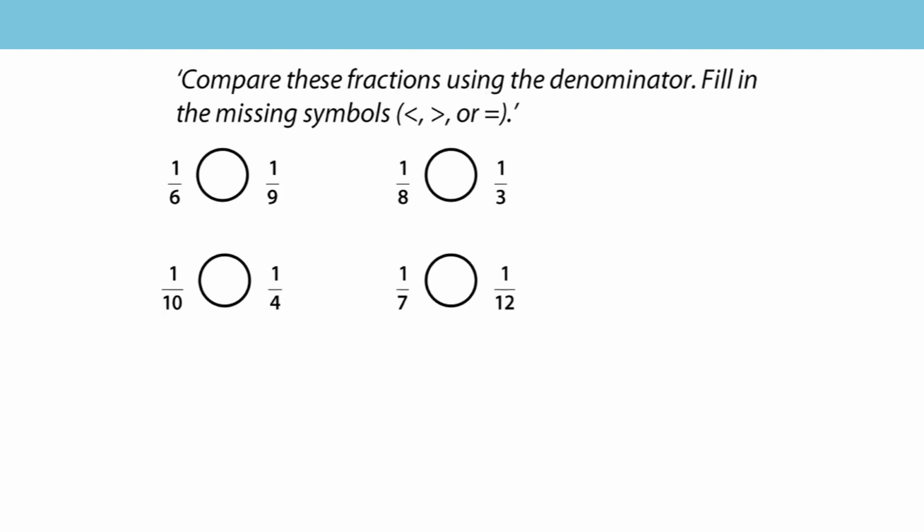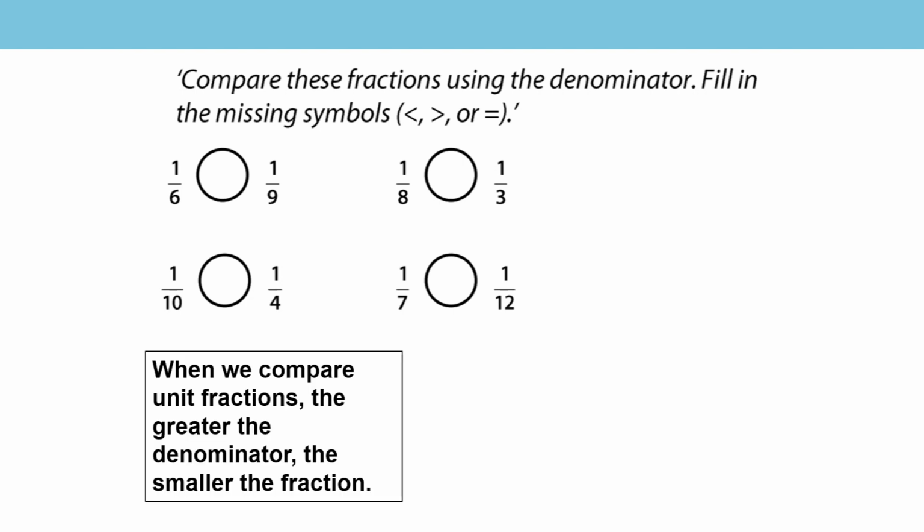Let's go through the answers. How confident were you in comparing these pairs of fractions? Let's look at the first one. 1/6 with the missing symbol and 1/9. Well, which one has got the greater denominator? It's 1/9. We know the greater the denominator, the smaller the fraction. So the inequality symbol for that one should have looked like this. We know 1/6 is greater than 1/9.